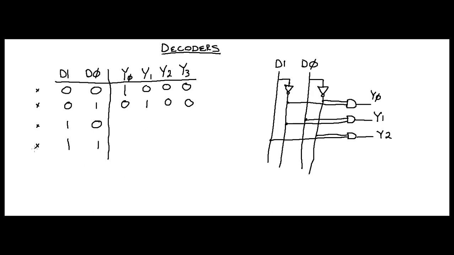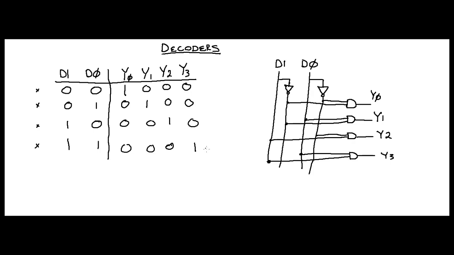And finally, let's do this one. That's going to be Y3. By the way, we didn't fill this one in, did we? Did I? It's my fault, not yours. And now this one will be 0, 0, 0, 1. Okay?